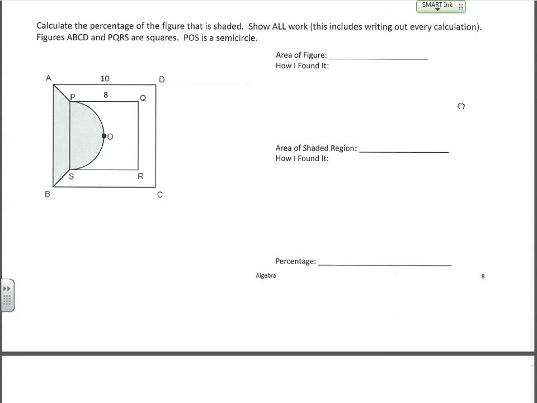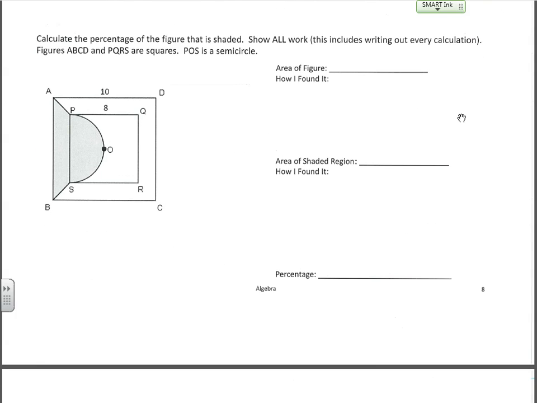Next up, we have the area of the shaded region. In this case, we have triangle ABCD and PQRS. And we know that POS is a semicircle. And so in class, we noted that the area of the entire figure, which is really just square ABCD, is 100, because we have 10 across the top. It's a square, so it's 10 down the side as well, for an area of 100.